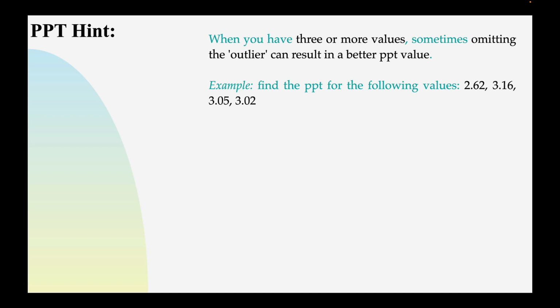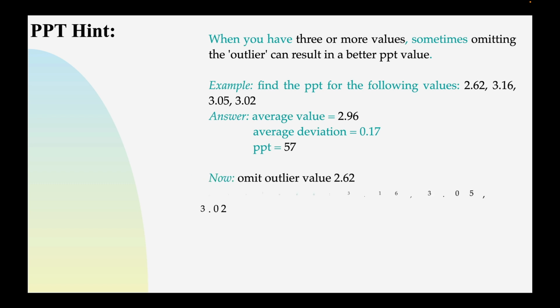Well, if you use all 4 values, and I'll let you do this on your own to make sure you can do it, you'll find that the average is 2.96, the average deviation is 0.17, and your parts per thousand is 57. And that's not a horrible parts per thousand, but maybe you could do better, all right? So in this case, because you have 3 or more, you can kick out the outlier, the one value which is farther out from the other 2. So let's kick out 2.62 and refine the average.